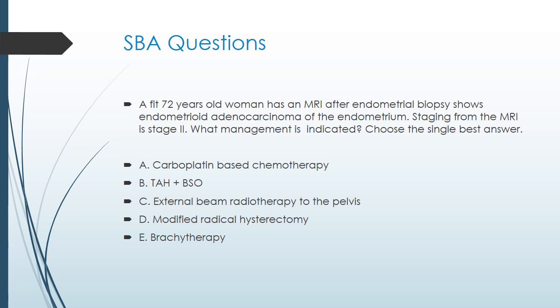You have to write A, carboplatin based chemotherapy, B, TAH BSO, C, external beam radiotherapy to the pelvis, D, modified radical hysterectomy, then E is brachytherapy. Please write down answers of all these questions and deposit your assignments after coming back from vacations.